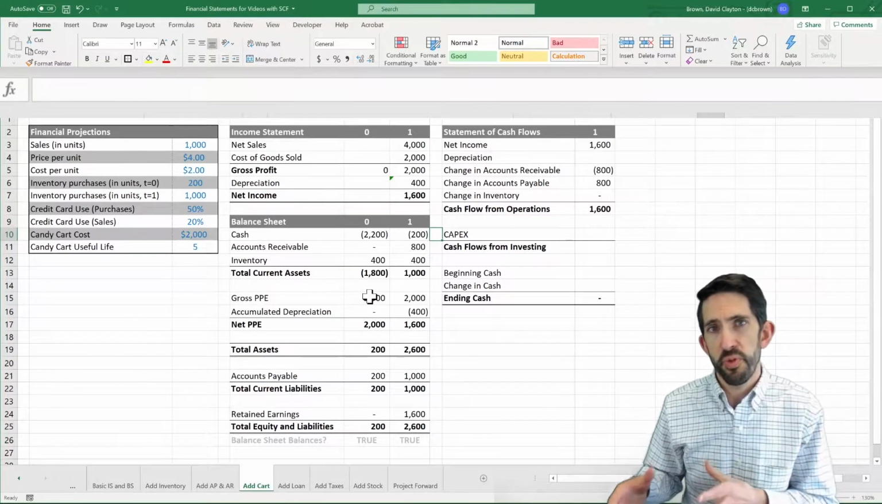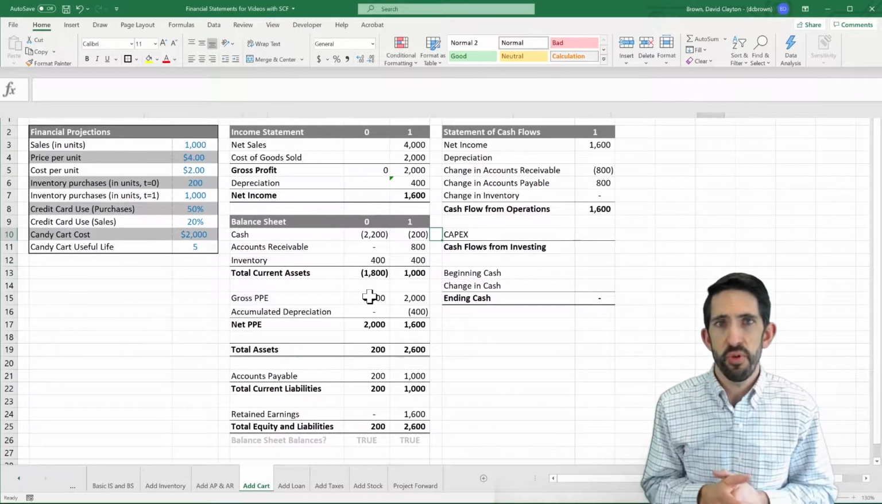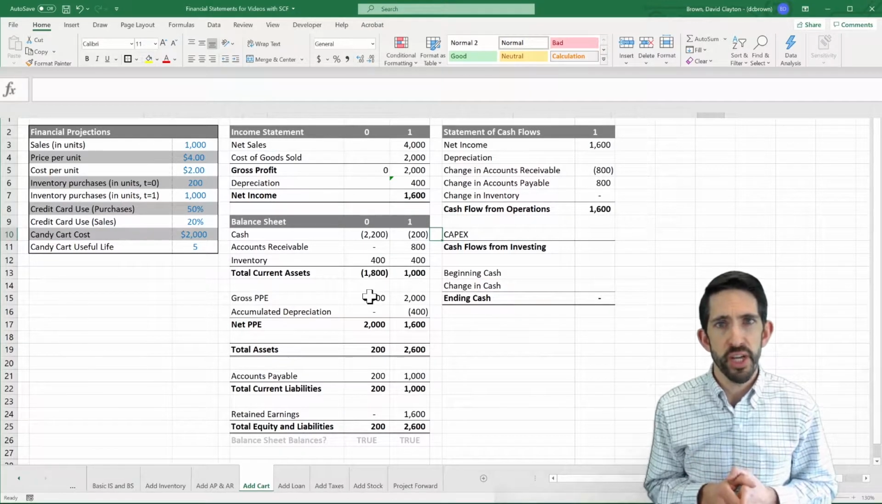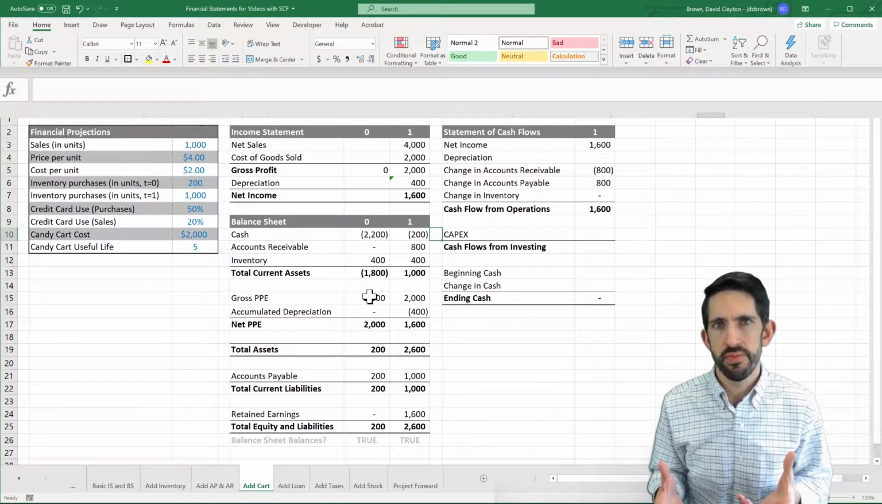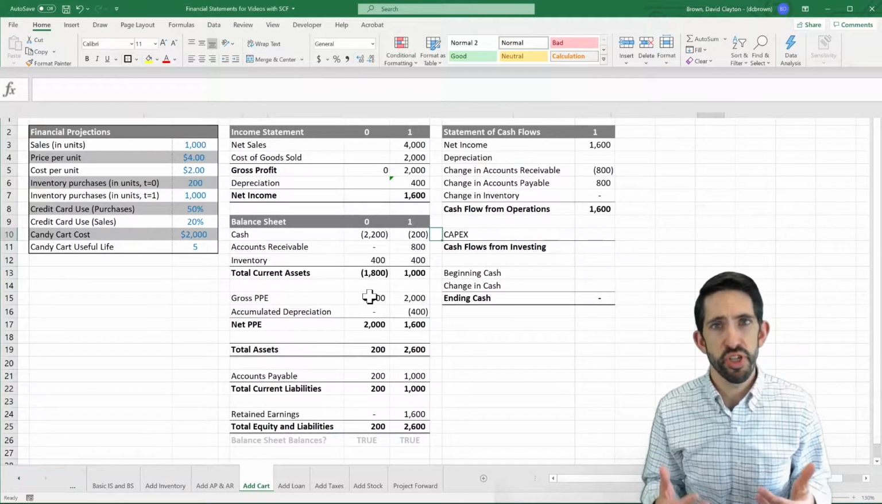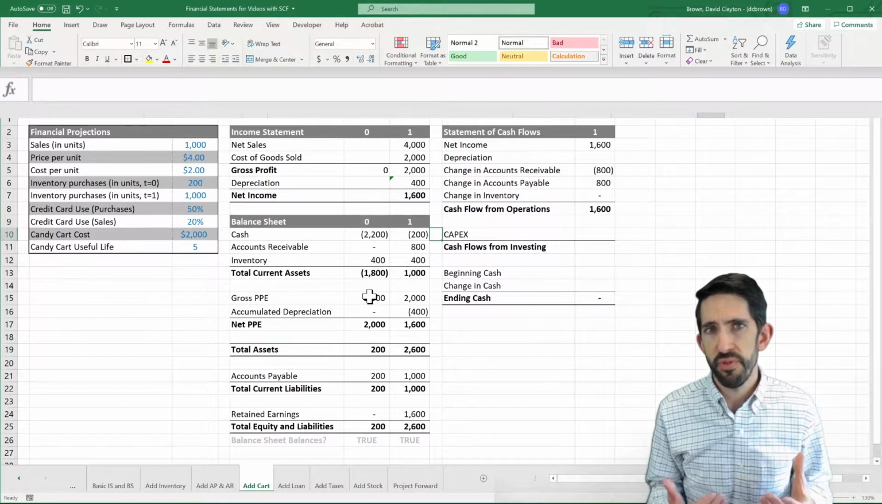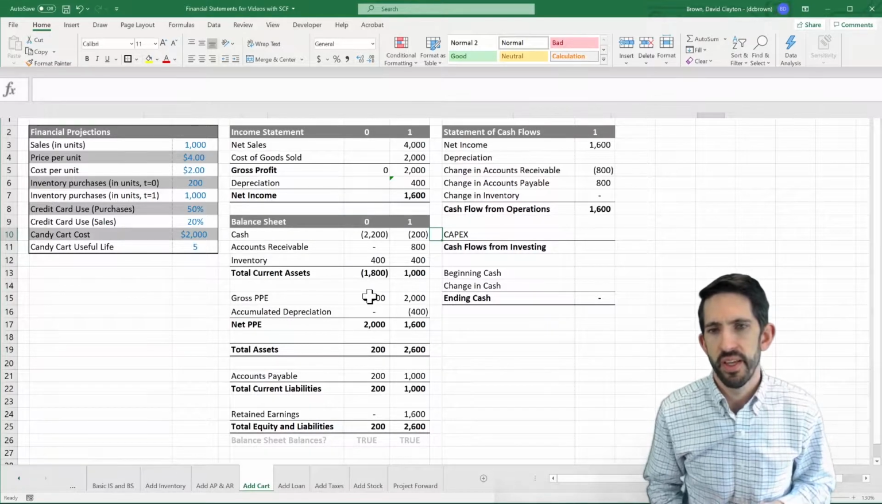As we move forward through our financial statements, we're now at the point where we added a cart, right? We bought our candy cart. Now we have a capital asset or property, plant, and equipment. And this is a fixed asset that we're going to depreciate over time. So there are going to be two effects that we see on the balance sheet here.